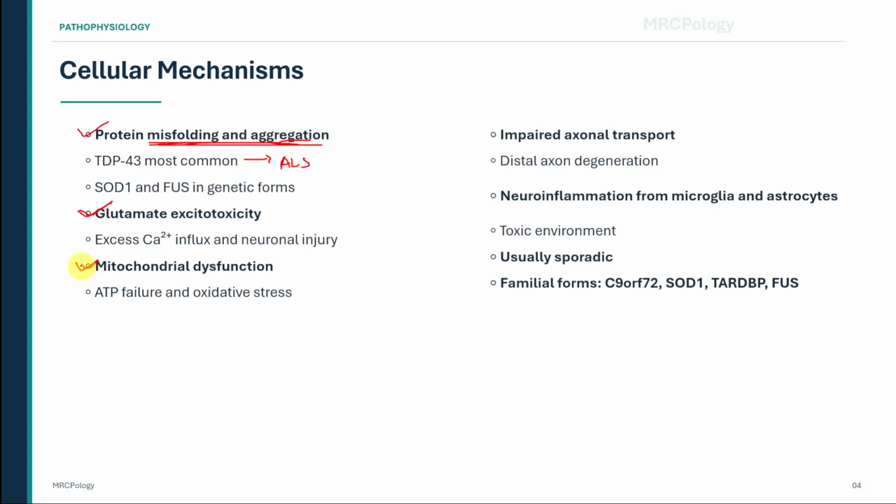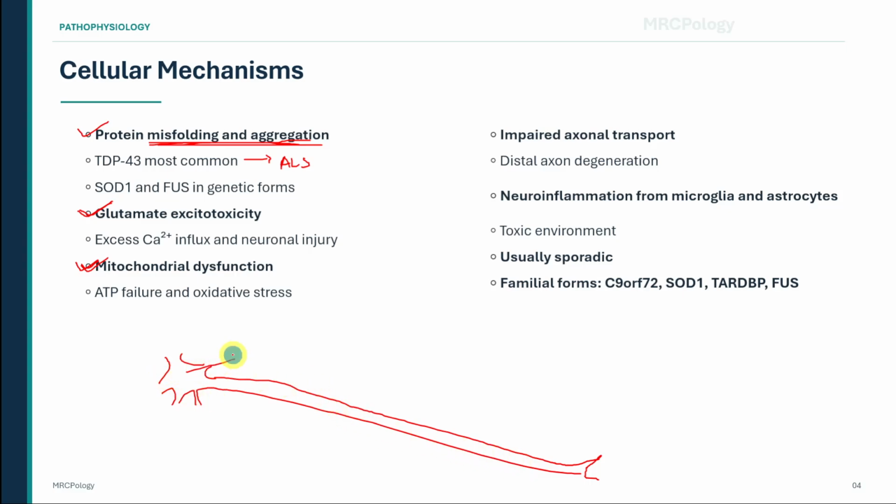Motor neurons have long axons and high energy requirements. Failure of ATP production makes them particularly vulnerable. Impaired axonal transport also contributes. Proteins and organelles must travel long distances from the cell body to the neuromuscular junction. When transport fails, the distal axon degenerates and the muscle becomes denervated. Microglia and astrocytes may also release inflammatory substances, creating a toxic environment that accelerates neuronal injury.